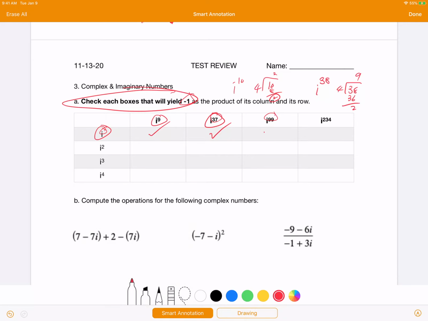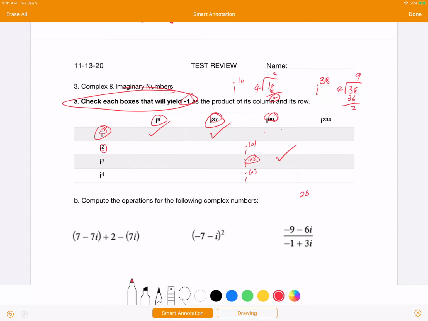So if this was i to the 4th power, if I multiply this with 99, that's i to the 101, i to the 102, i to the 103. Now one of these guys will give you a negative 1. Only this guy, i to the 102, will give you a remainder of 2. So I'm going to put a check mark here.